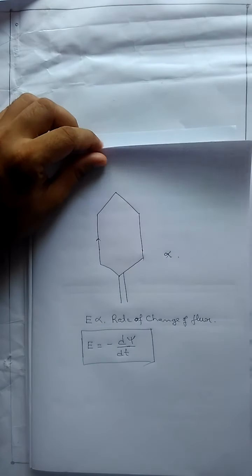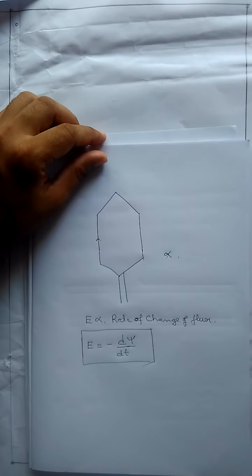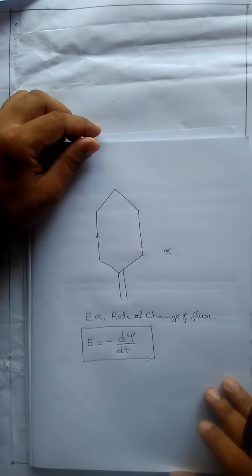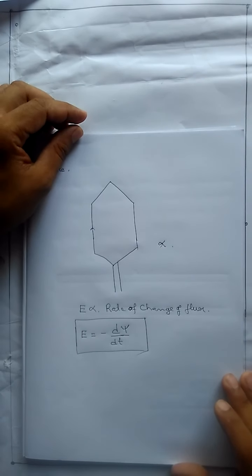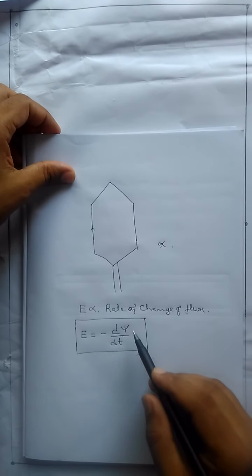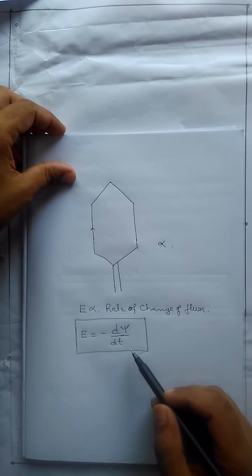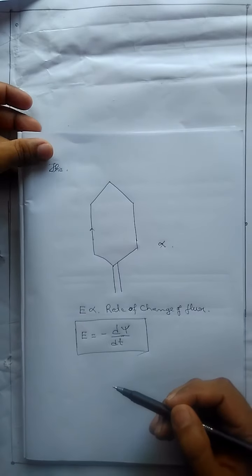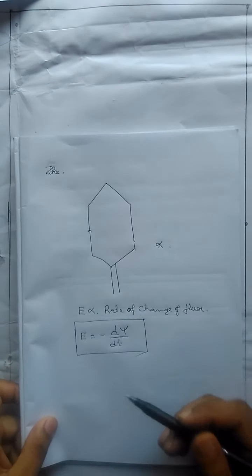And the magnitude of induced EMF is such that it opposes the cause for which it is induced. And the direction is such that it opposes the cause for which it is induced. The magnitude is proportional to rate of change and the direction is it opposes the cause. The last one is also known as Lenz's law.